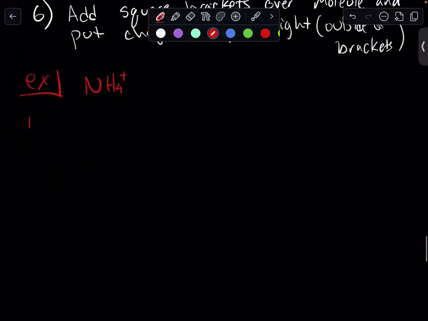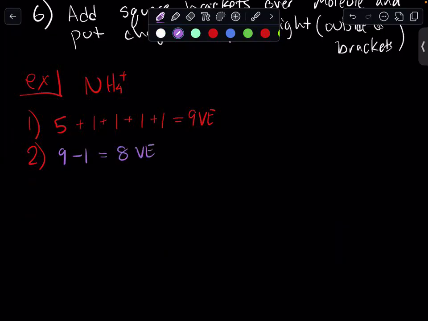Now, ammonium, step 1, we're going to calculate valence electrons. Nitrogen has, not 7, nitrogen has 5, hydrogen has 1. We have 4 hydrogens, so we're going to add 4, and that's going to make 9 valence electrons. Step 2, adjust for charge. We see that here we have a positive charge. So that's going to be 9 minus 1. The positive means we've lost an electron for 8 valence electrons.